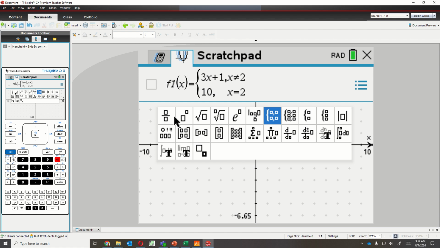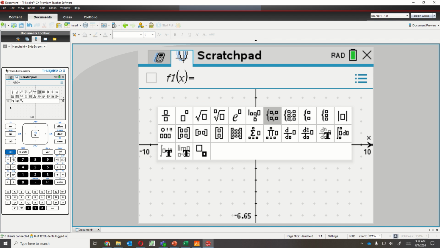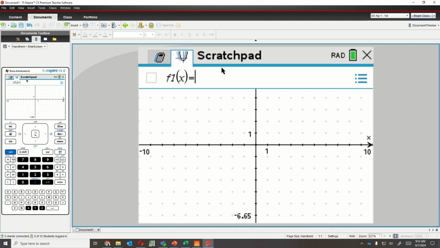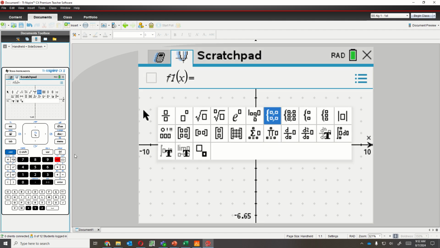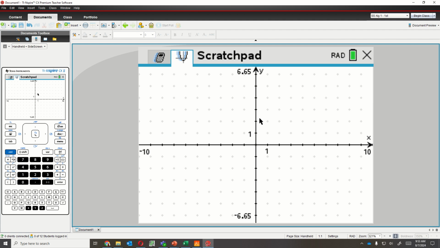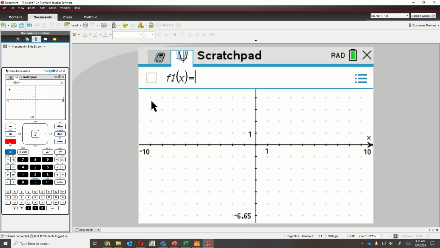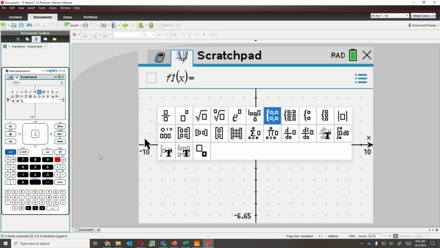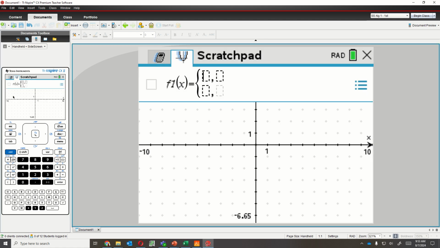So it'd just be two different functions graphed together. There we go. Oh, did I mess that up? I did, didn't I? So I'm going to do it again. There we go. 3x, was it 3x minus 1? Plus 1.